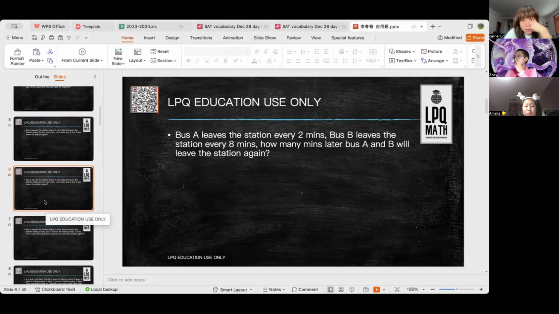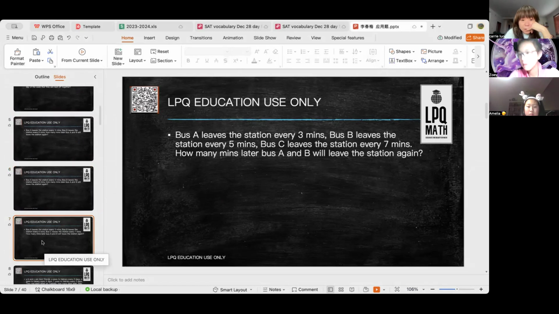This one is the same thing. Okay, 2 and 8. So Zoe, can you give me the answer? 8. Very good. Okay, bus A leaves the station every 3, 5, and 7 minutes. How many minutes later will bus A and B leave the station again? And C, sorry.